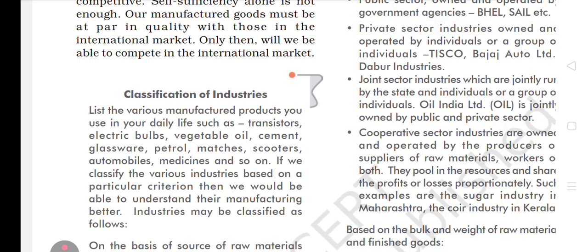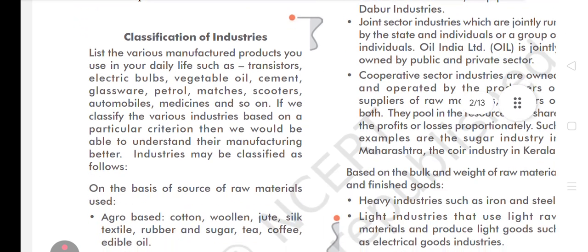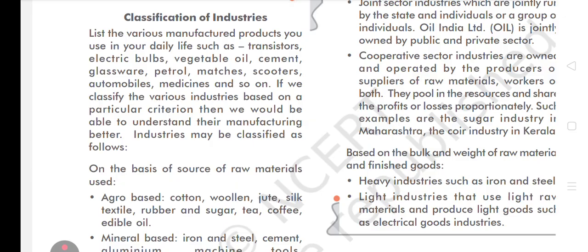Now see, if I come to classification of industries, what is written? See, list the various manufactured products you use in your daily life, such as transistors, electric bulb, vegetable oil, cement, glassware, petrol, matches, scooters, automobiles, medicines, and so on. So these are the products that we use in daily life. Transistors, electric bulbs, vegetable oil we use in daily life, because we have to cook vegetables. Cement, every time people are making their houses, so for that cement is needed. Glassware also every time.